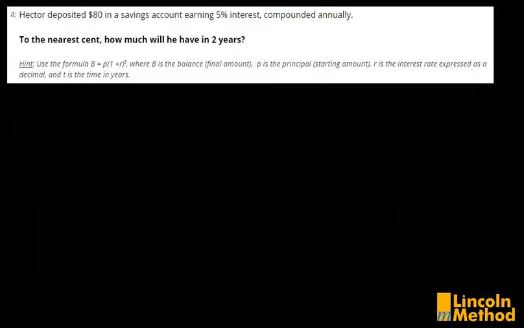So B equals P multiplied by (1 plus R) to the power T, where B is the balance or the final amount, P is the principal amount, R is the interest rate expressed as a decimal, and T is the time in years.